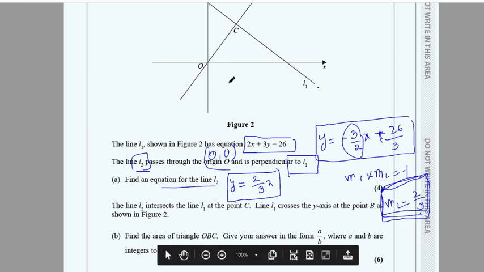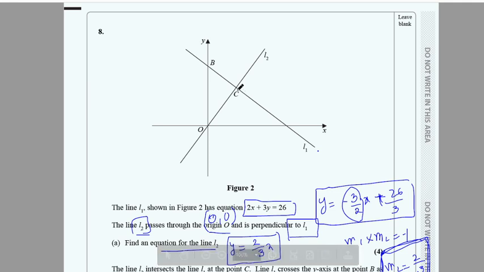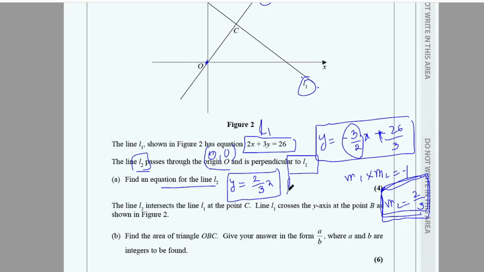Then we need to find the area of triangle OBC. Okay, so this is the triangle we are talking about. The thing is, we have L1 and we have L2. So this is the equation of L1 and this is the equation of L2. You just equate these two, solve these two simultaneous equations to get the coordinates of C.